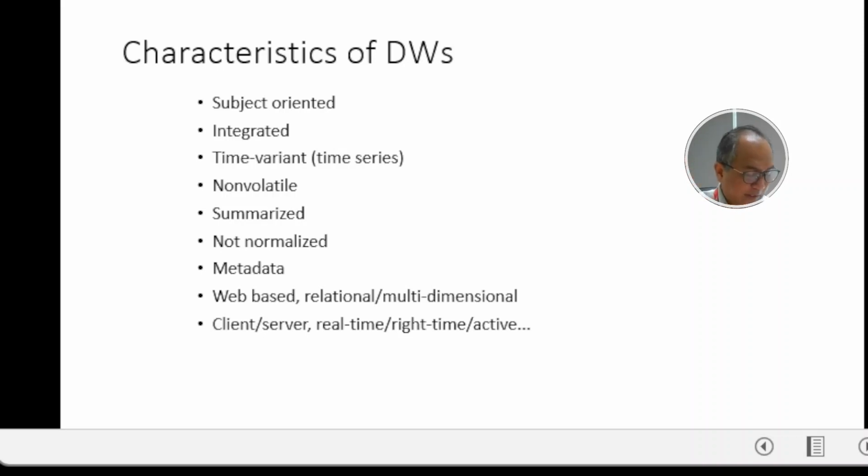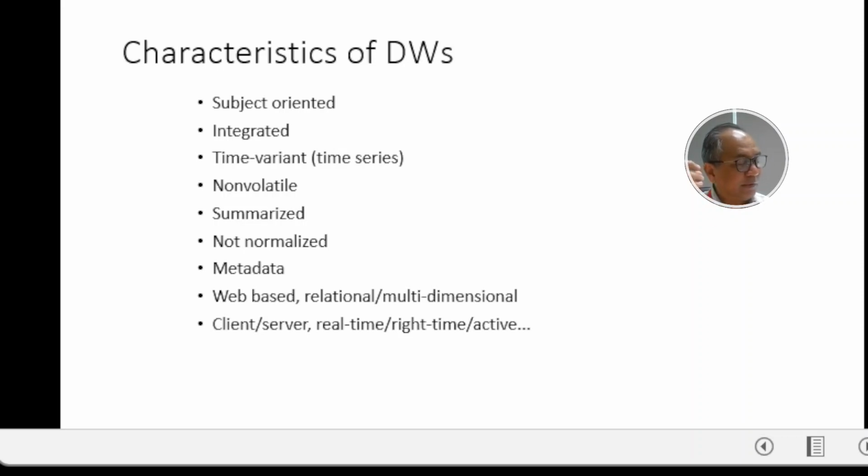Subject orientation enables the user to determine not only how their business is performing, but also why you need to analyze this data. So it depends on the subject. A data warehouse differs from an operational database, where operational databases are more about handling and capturing transactions, or online transaction processing. A data warehouse does online analytical processing.